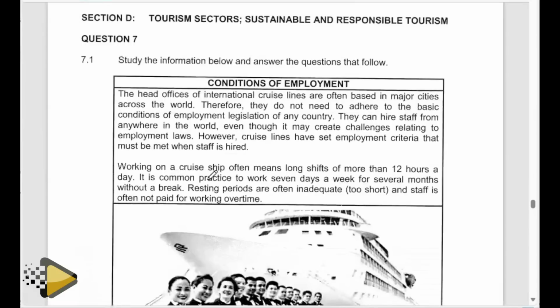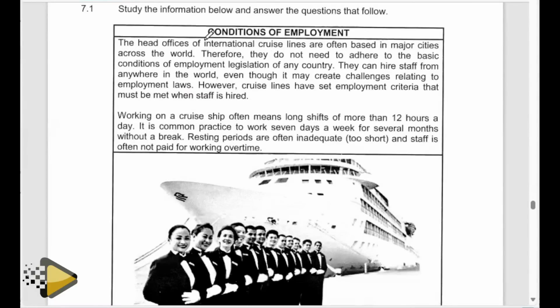All right, now moving on to the next question, which is question 7. Question 7 has something to do with the conditions of employment. The head offices of international cruise lines are often based in major cities across the world. Therefore, they do not need to adhere to the basic conditions of employment legislation of any country. They can hire staff from anywhere in the world, even though it may create challenges relating to employment laws. However, cruise lines have set employment criteria that must be met when staff is hired.